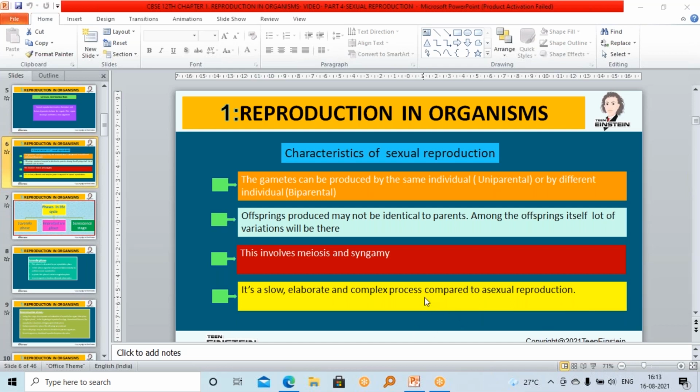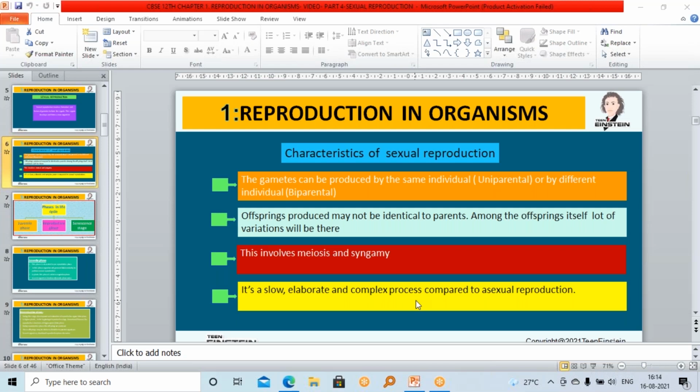In sexual reproduction, first gamete formation should take place. Then both gametes should get fused. After fusion, it will form a zygote. This zygote will undergo continuous division and form an embryo. This embryo will undergo different developmental procedures and form a complete organism.